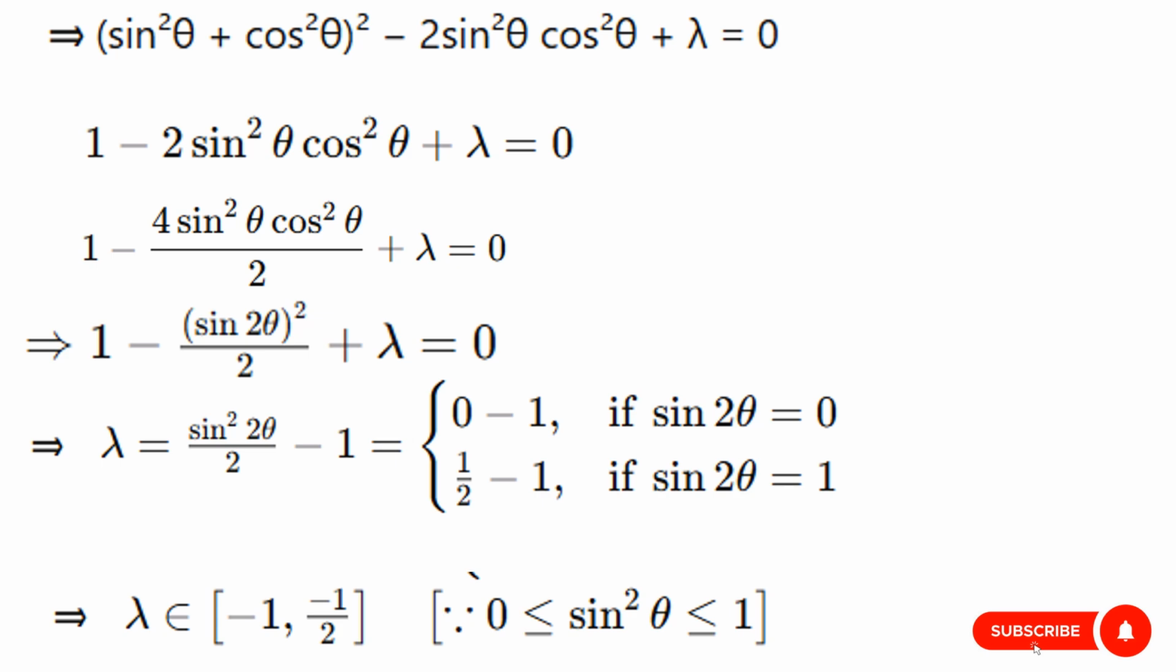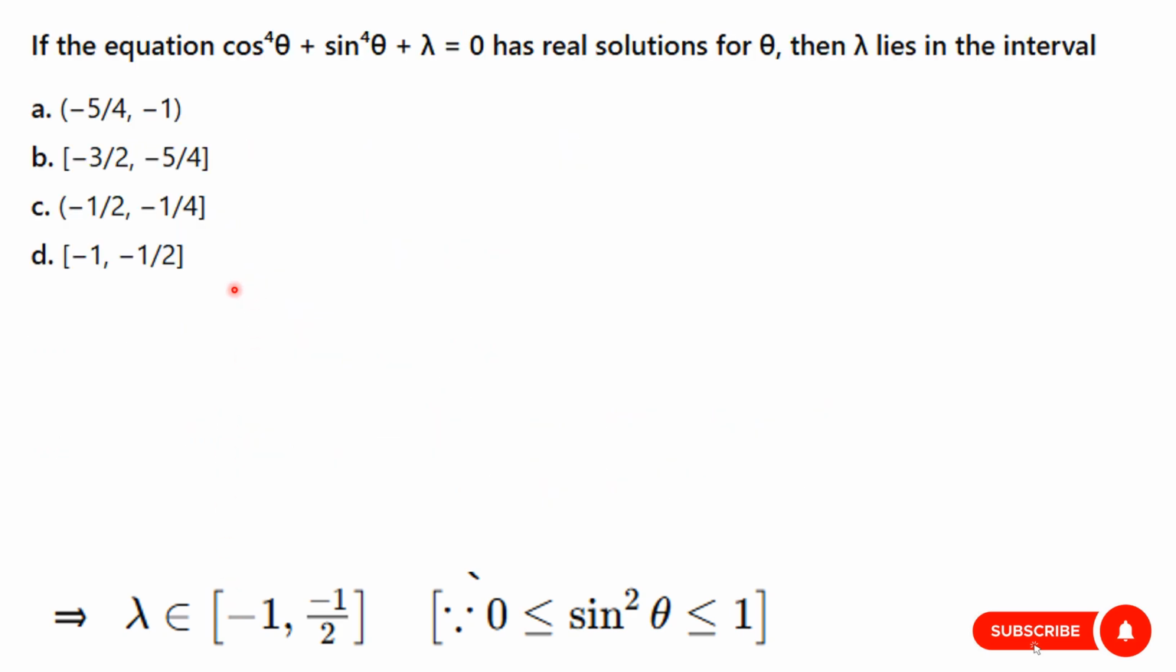So let us look at the options. We have option D, which contains this answer, that is minus 1 to minus 1 by 2.